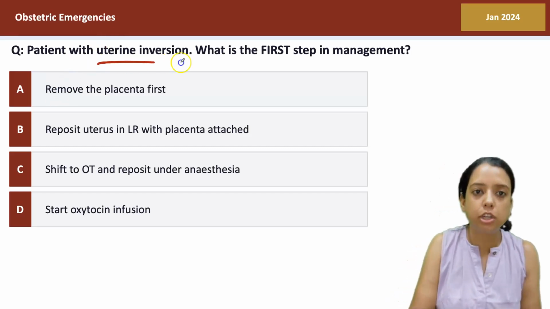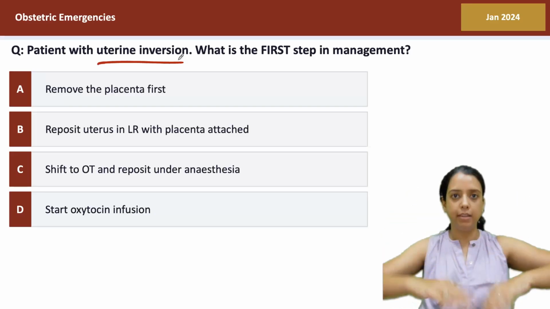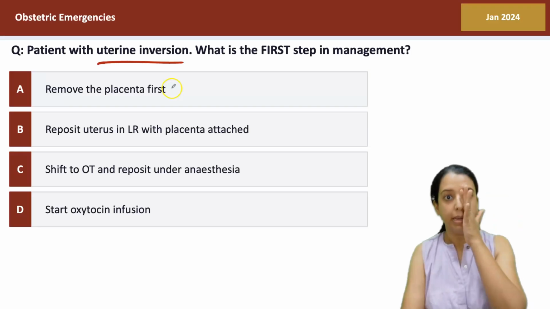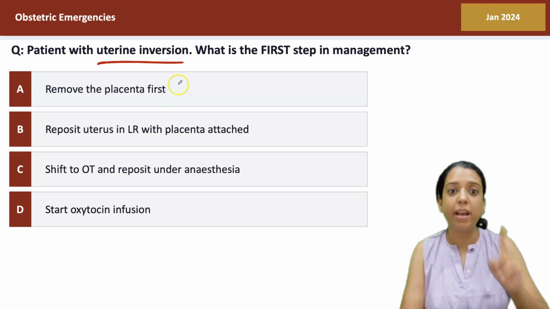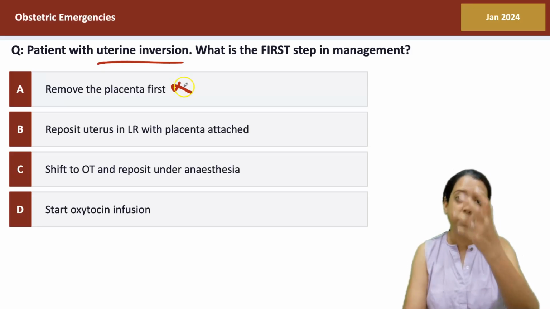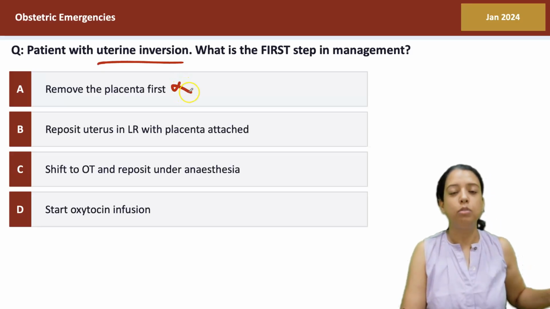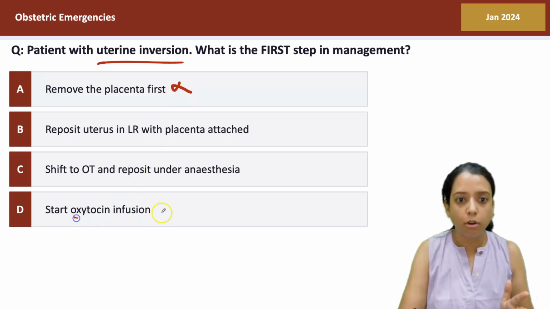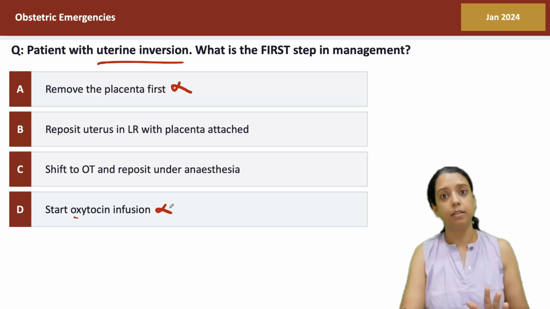Patient with uterine inversion. Uterus has inverted, it is inside out. What is the first step? Call for help, always. Will you remove the placenta? No, the placenta is never removed. If you remove the placenta, it will become worse. The next step is stop oxytocin. Immediately stop oxytocin, not start, stop it.